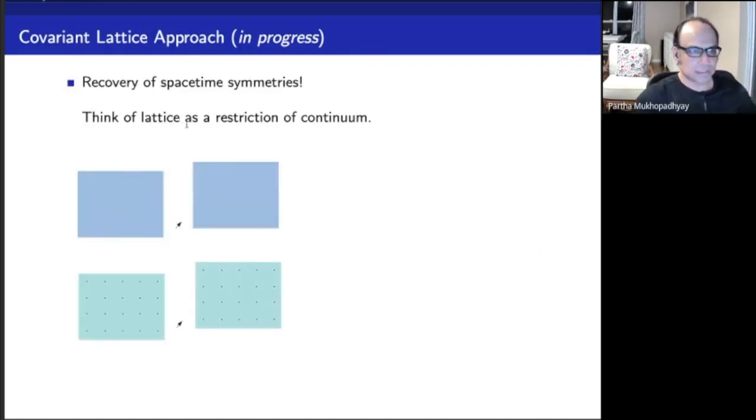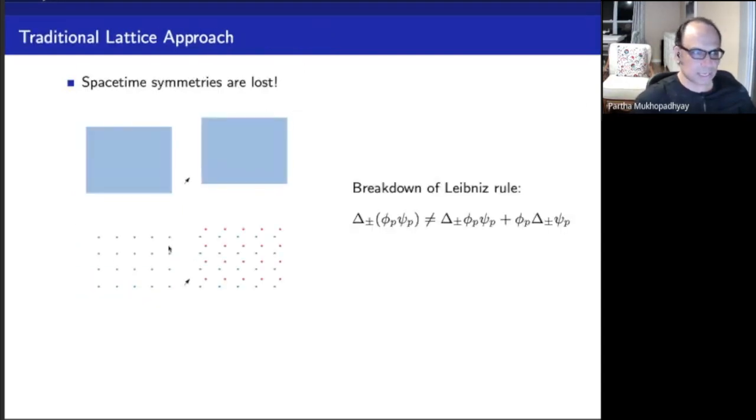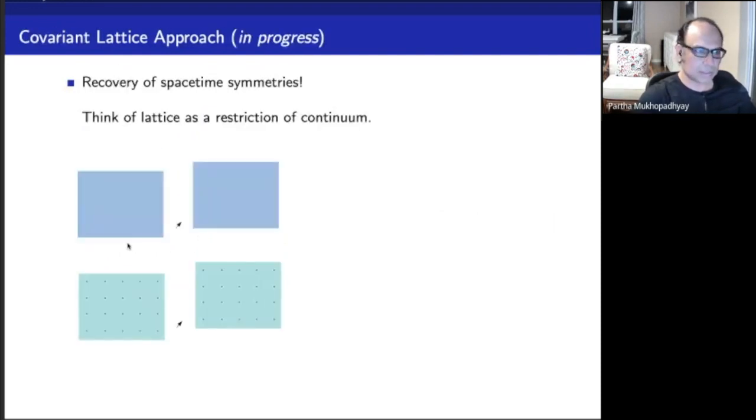So what I mean by that is the following. This is the continuum example. Now you have the lattice, but earlier I had only this lattice. Now I want to think of this lattice as a subset of a background continuum, some auxiliary, imaginary construct. So there is a continuum whose restriction gives the lattice.